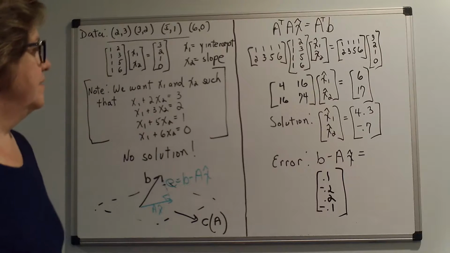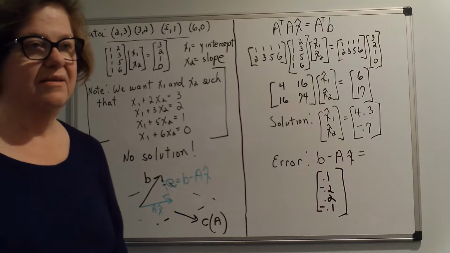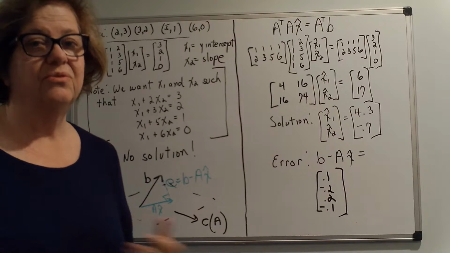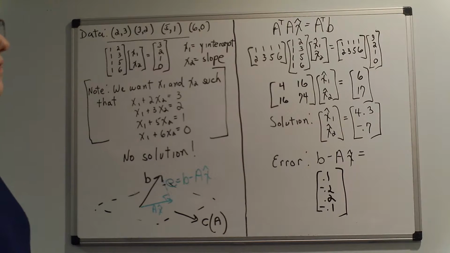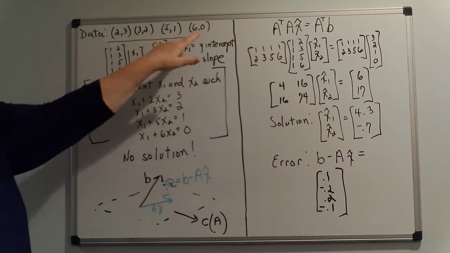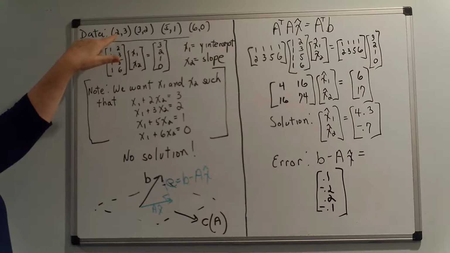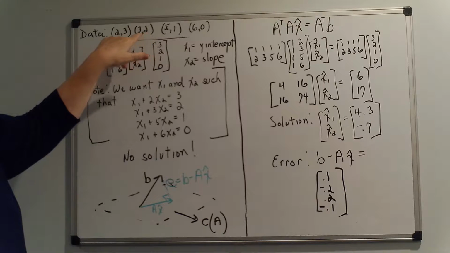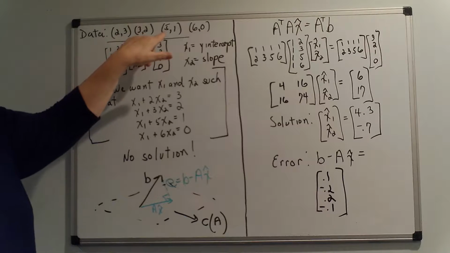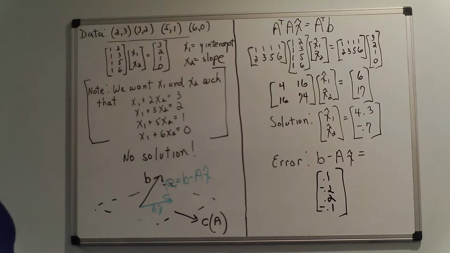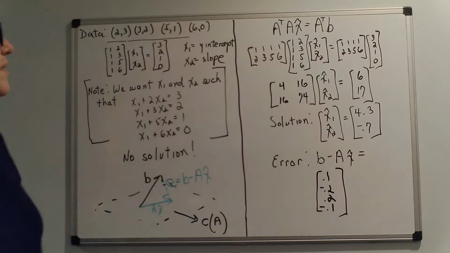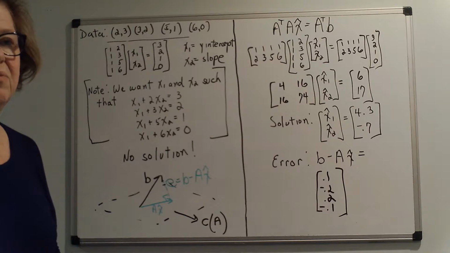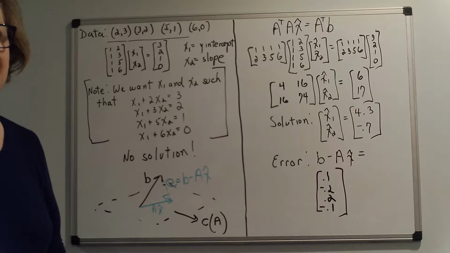So the first problem we're going to look at is fitting lines and curves to data. Let's say we have these 4 data points. When x is 2, we want an output of 3. When x is 3, we want an output of 2. When x is 5, we want an output of 1. When x is 6, we want an output of 0. So these are the data points we have, and we want to fit a line to them.